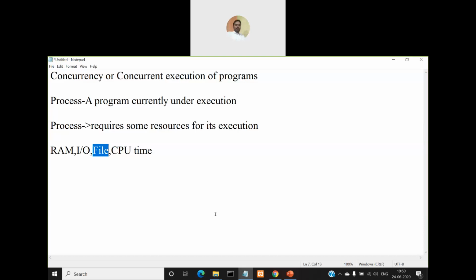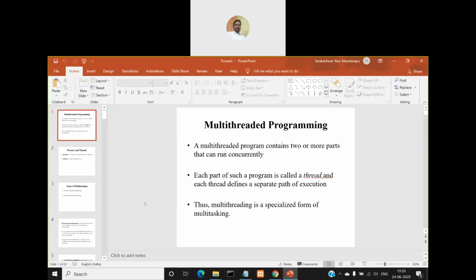Now, if you understand this concurrent execution, then we can go into the actual multi-threading concept in Java. So what is multi-threaded programming? You can observe the point. We have already discussed this first point in a previous session. A multi-threaded program contains two or more parts that can run concurrently.